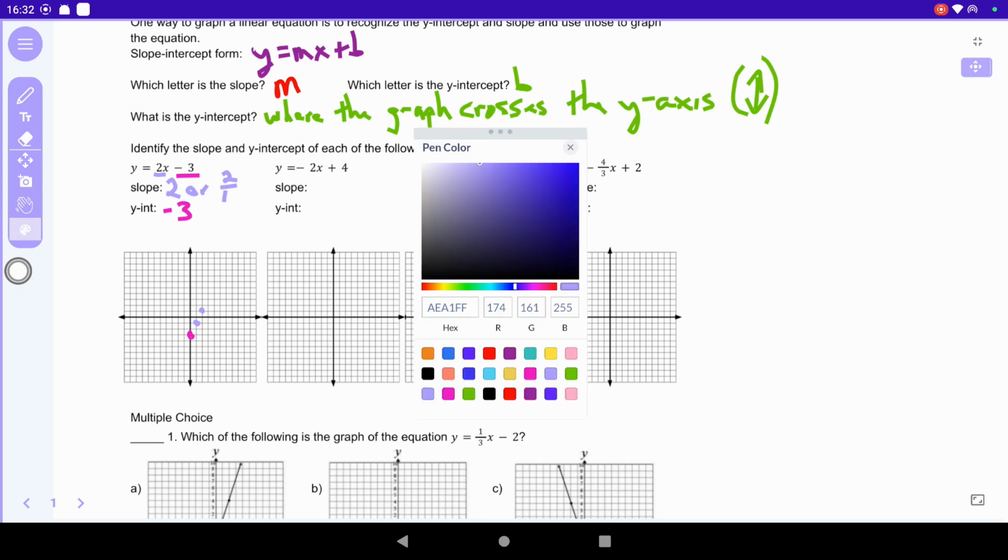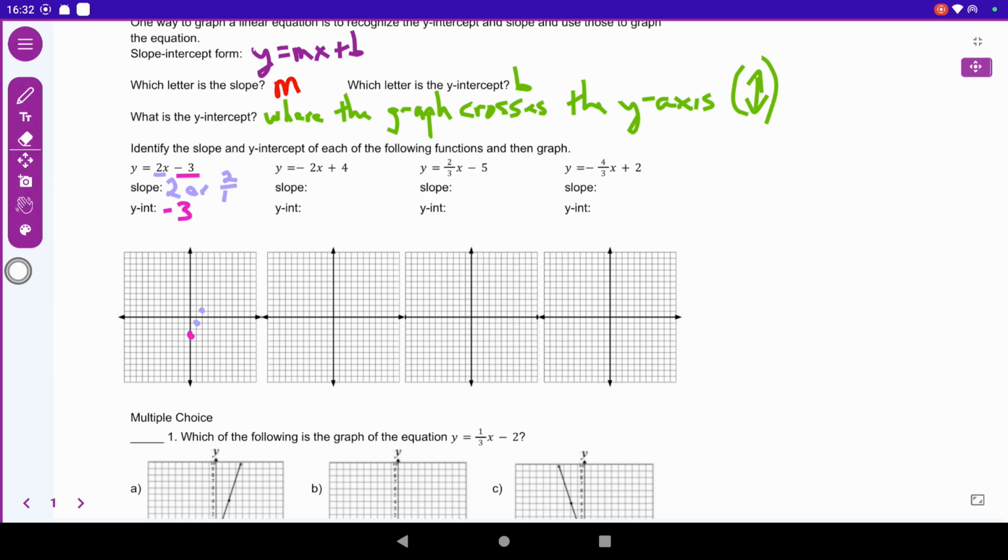And now using a straight edge, this could be the edge of your notebook, edge of a planner. If you have a ruler, that's even better. I'm going to make a couple extra dots because I don't have a straight edge on me. But you're going to go through your points using your straight edge, and then you're going to extend it all the way to the edge of the graph and then put arrows, because this line doesn't end where you stop drawing it.